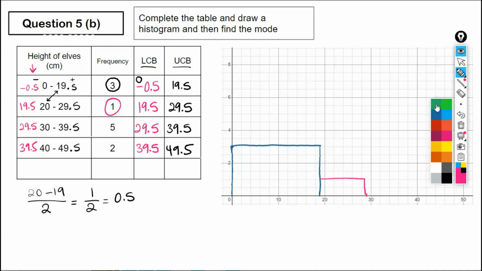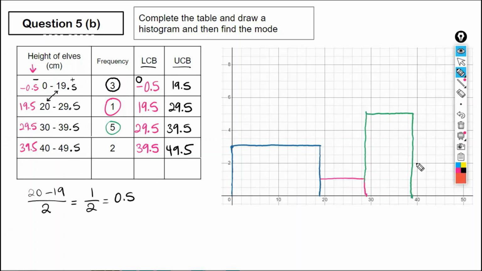I'll use a different color. The next one, put it in green. The other one starts at 39 and goes to 39.5. And how high is it? 5 high. And the last one is 2 high, and it goes to 49.5.